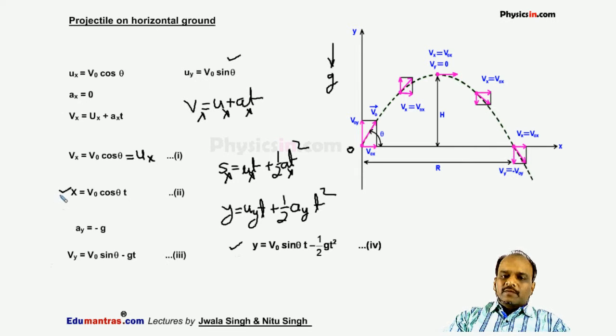This is the displacement of the particle along x-axis. This is the velocity of the particle along y-axis at any time t. This is the velocity of the particle along x-axis at any time t.